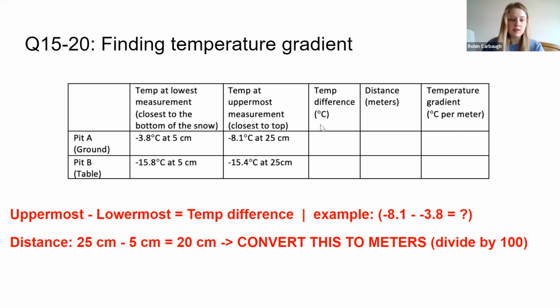And then we would also need the difference in distance. It gives us the locations at which the measurements were taken, at 25 centimeters and 5 centimeters, and they're the same for both the ground and table. But the big thing you have to do here is convert it to meters. The next part, calculating the actual gradient, needs to be in meters or your answer is going to be wrong. So I would just take 25 minus 5, find whatever that is in centimeters, and then convert that to meters by dividing by 100. That'll give us that difference in distance in meters.